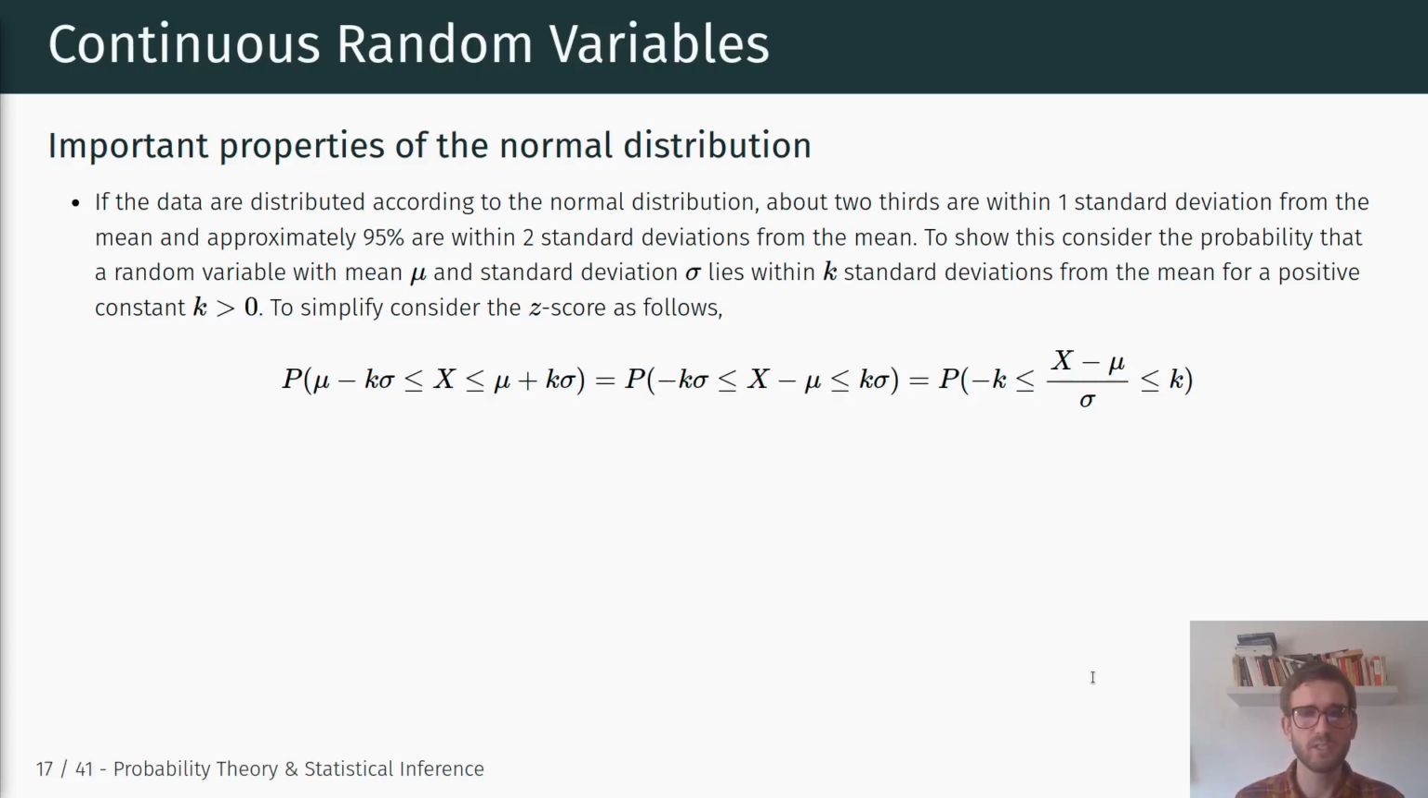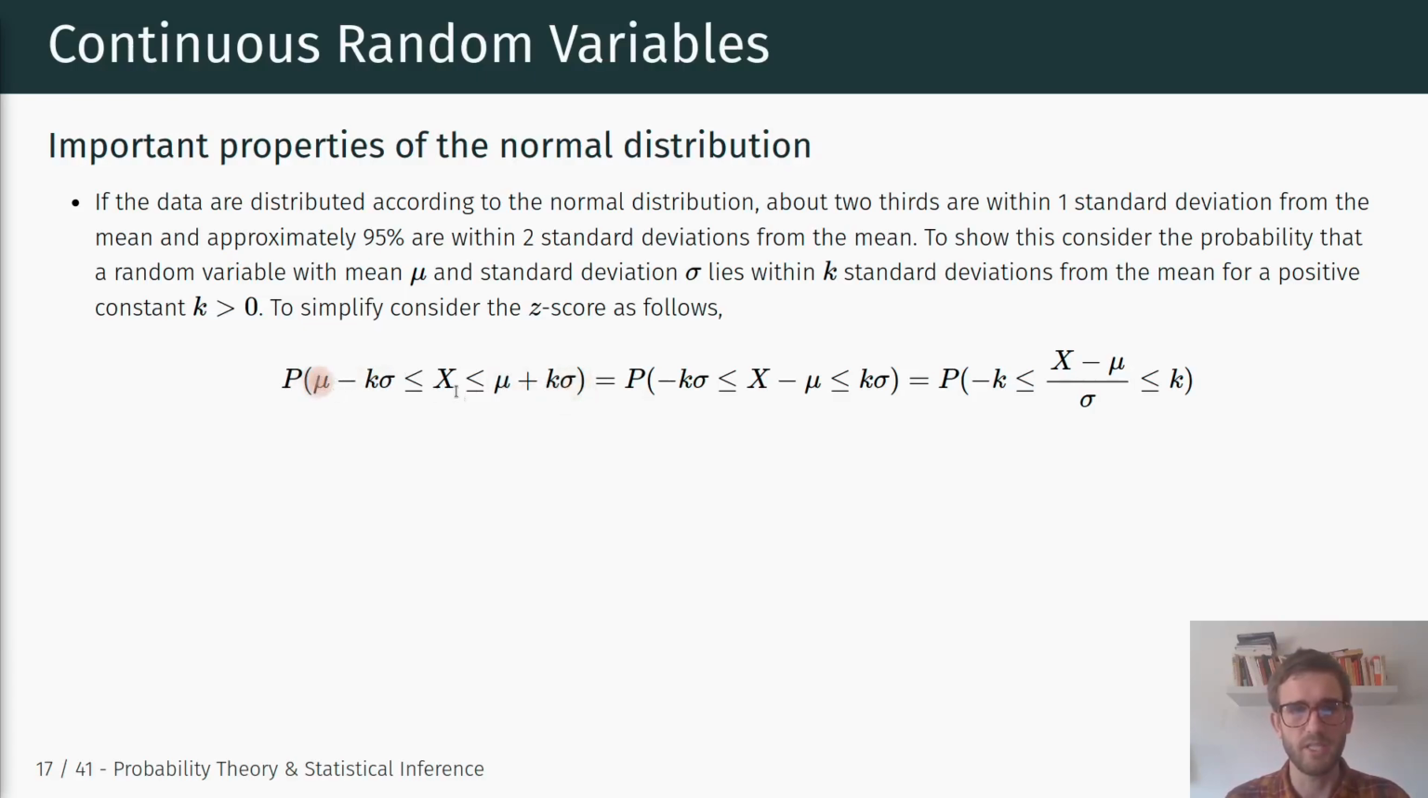To show this, we can consider the probability that a random variable with mean mu and standard deviation sigma lies within k standard deviations from the mean, for a positive constant k larger than 0. To go through this step by step, we consider the z-scores for the probability of some random variable x being between mu minus k times sigma and mu plus k times sigma.